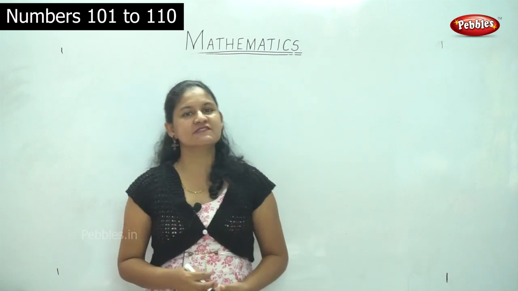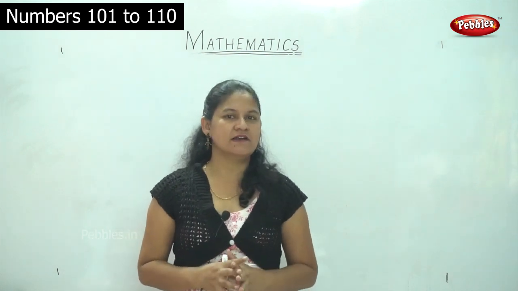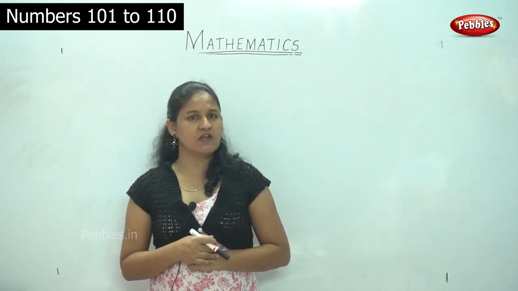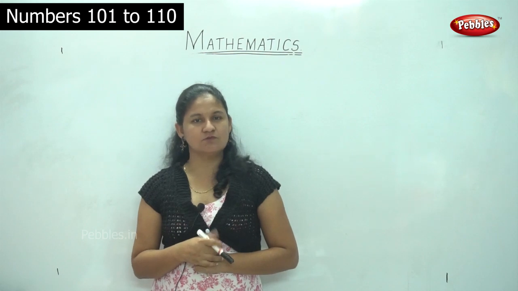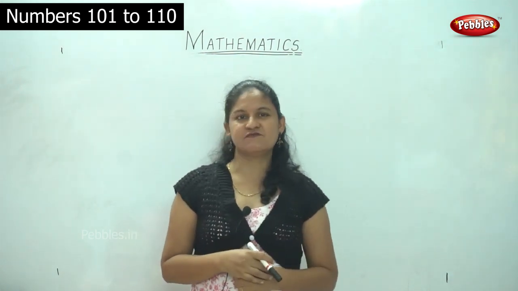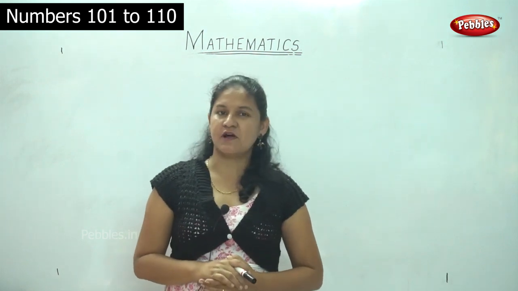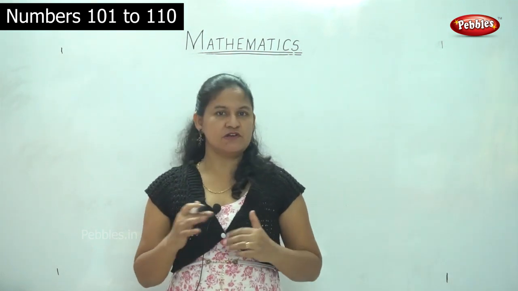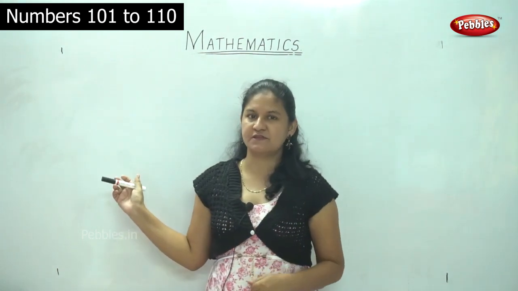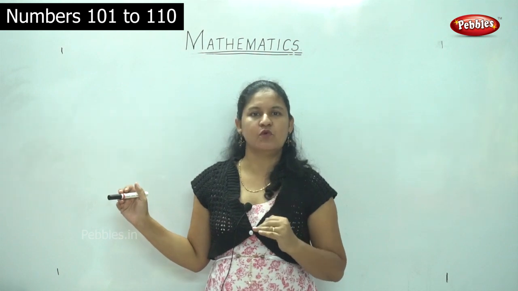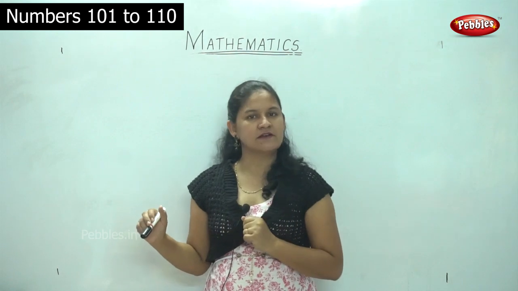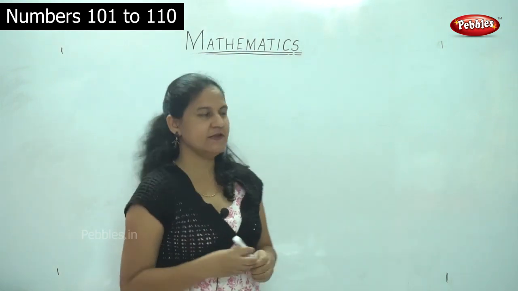Now we are going to see numbers from 101 to 110. So now you must be quite thorough with numbers from 0 to 100. So are you ready, children, to see numbers from 101 to 110? As I've already told you, we will learn to write the numbers and identify them using the placards, and then we will move on to number names 101 to 110. So are you ready?